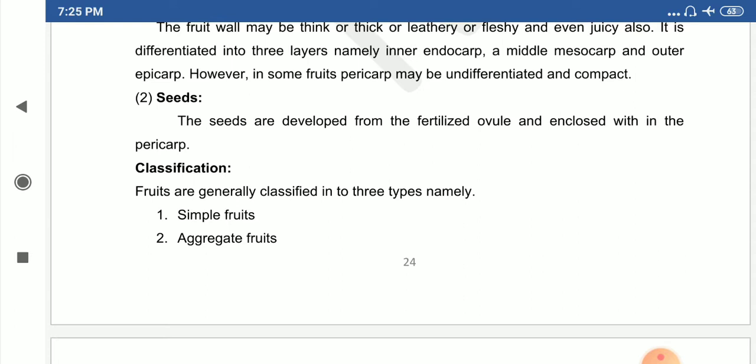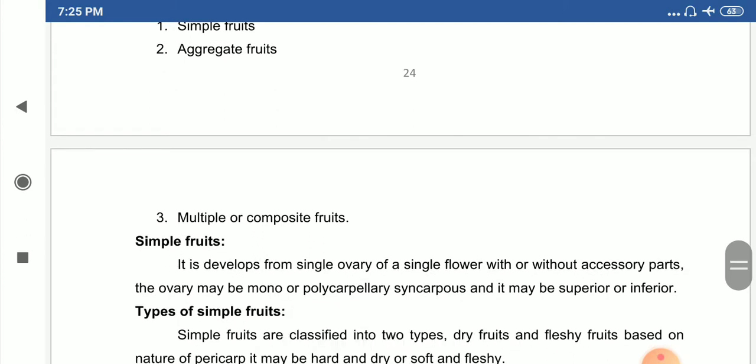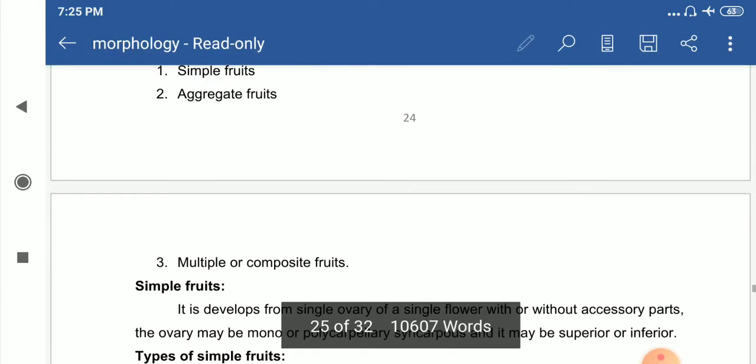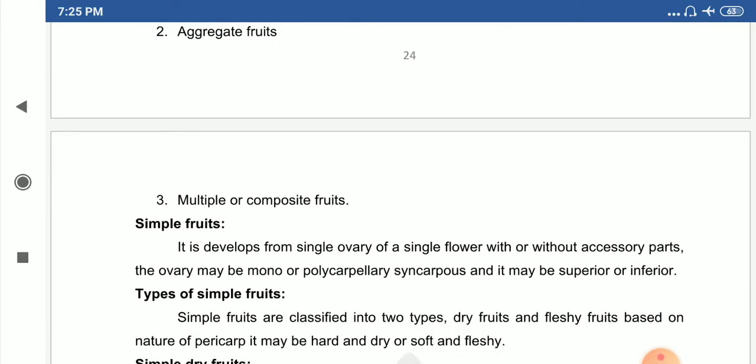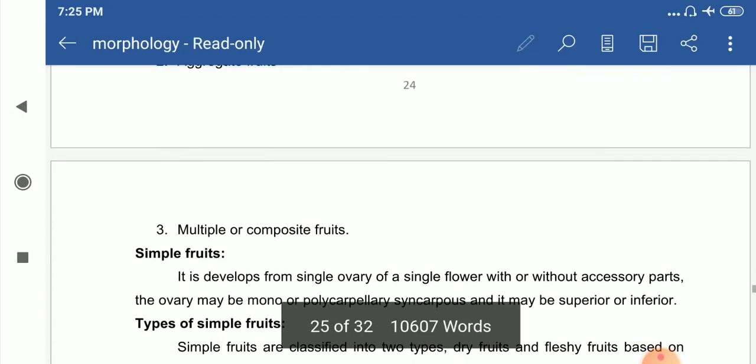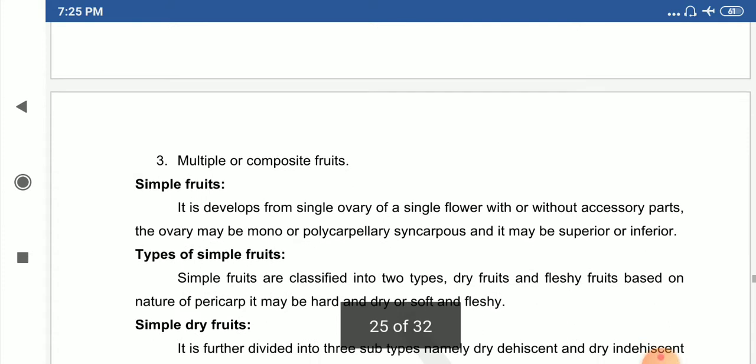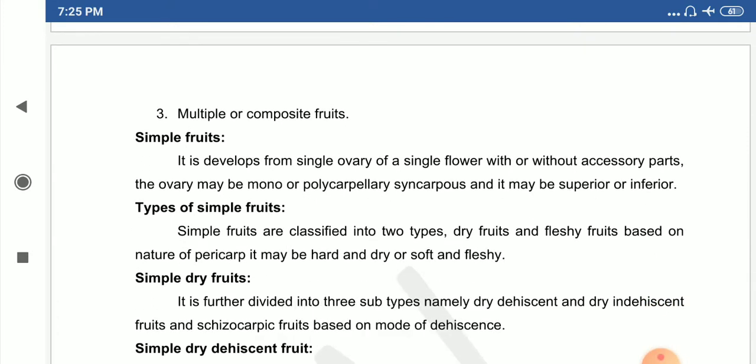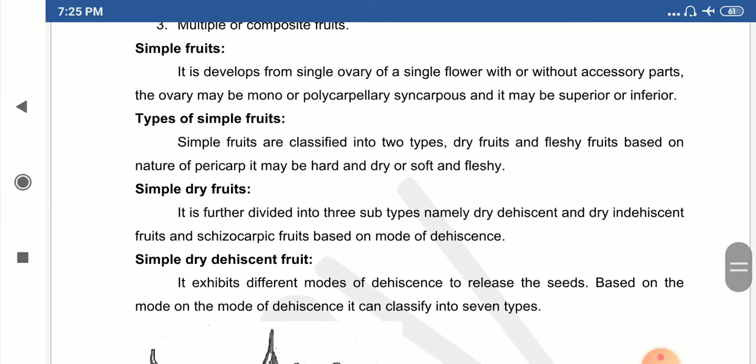First, coming to the classification of fruit, there are two types: simple fruit and multiple or aggregated fruit. Sometimes they are also called simple fruit, aggregated fruit, or composite fruit, but very easily, there are two types, simple and aggregated fruits. What are simple fruits? These are developed from a single ovary or a single flower, with or without the accessory part. Simple fruits are again divided into simple dry fruit and simple fleshy fruit. The dry fruit is divided into dry dehiscent and dry indehiscent fruit.